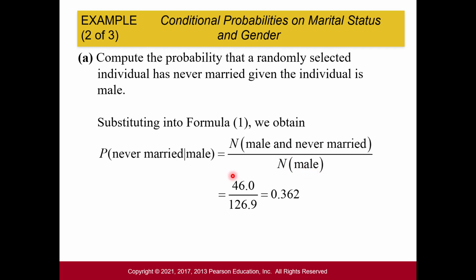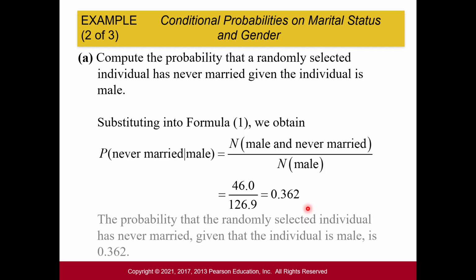So from our table, the number of males that have never been married was 46, and then the total number of males was 126.9, for a total of 0.362. So the probability that the randomly selected individual has never been married given that they're male is about 36%.